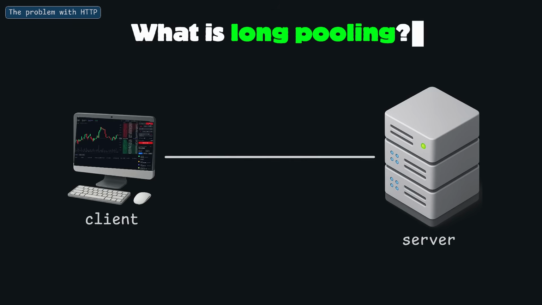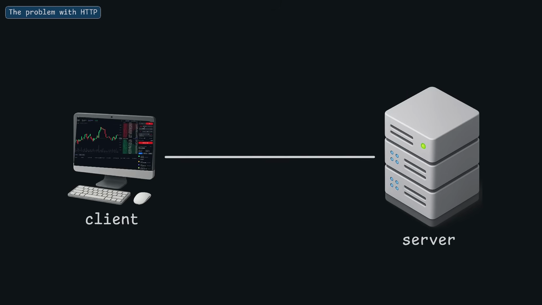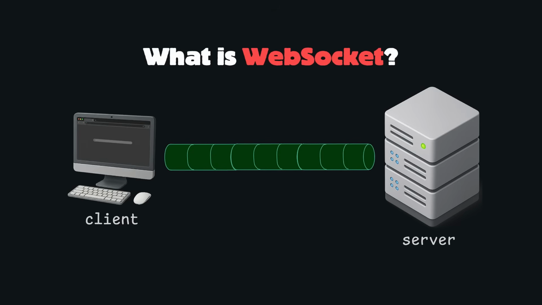Or you try long polling. The client sends a request, the server holds the response until new data is available, then responds. The client immediately fires a new request and waits again. Better, but it's a hack. You're fighting against HTTP's design instead of working with it. What you actually want is the server to push data to the client the moment it's available over an always open connection. That's exactly what WebSocket was built for.